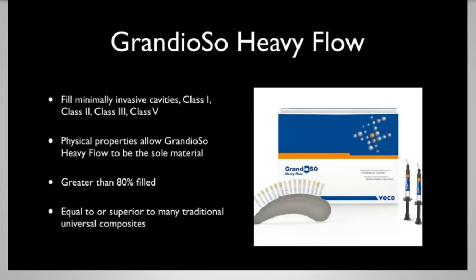These are not wide preparations where I'm really concerned about shrinkage issues. Generally speaking, flowable composites do shrink more than traditional composites, but shrinkage is really dependent upon the volume of material that's put in place. In a conservative class 1 lesion, I'm putting a small volume of material. So even though the material may have a higher shrinkage, I'm not so concerned about it.